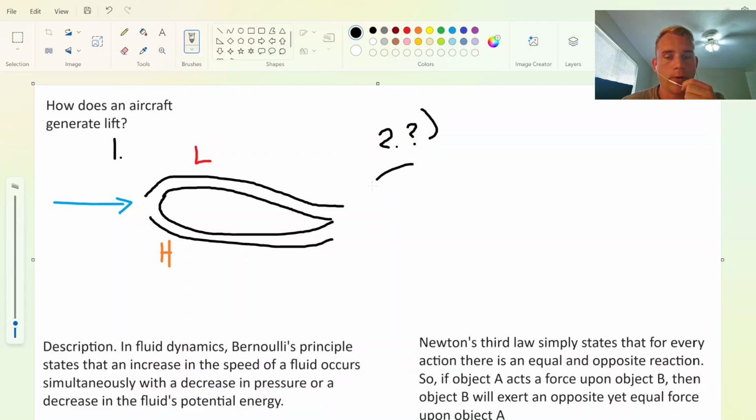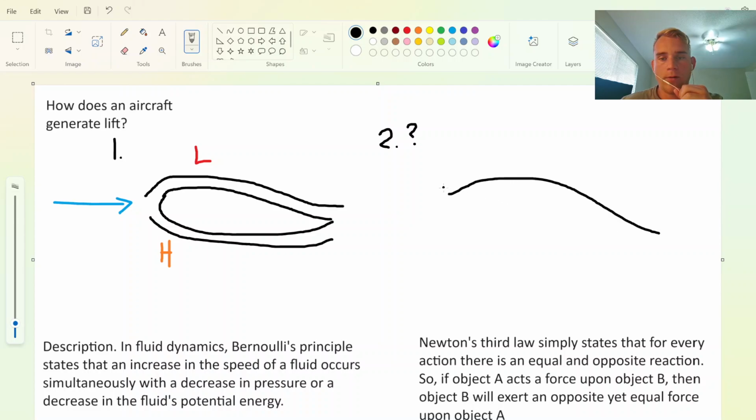That's weird, I conveniently placed Newton's third law here, which simply states that for every action there is an equal and opposite reaction. So if object A exerts a force upon object B, then B will exert an opposite, just remember this, an opposite yet equal force upon object A. Chances are you stopped listening after Newton's third law, so let's go ahead and explain this again.